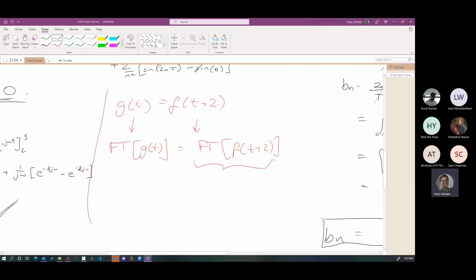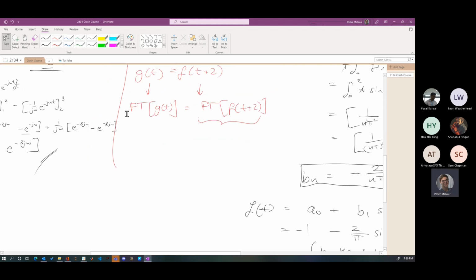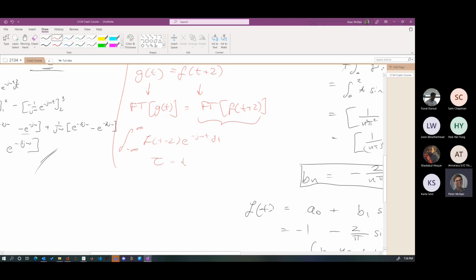Now this is the same as, you can actually derive this. It might be worth doing just to have a look. This is the same as the integral from -infinity to infinity of f of t plus 2 e to the minus j omega t dt. And then if you use tau equals t plus 2, we can make this the integral from -infinity to infinity of f of tau e to the minus j omega tau minus 2 d tau, because this d tau is the same as dt, so we can just replace that.